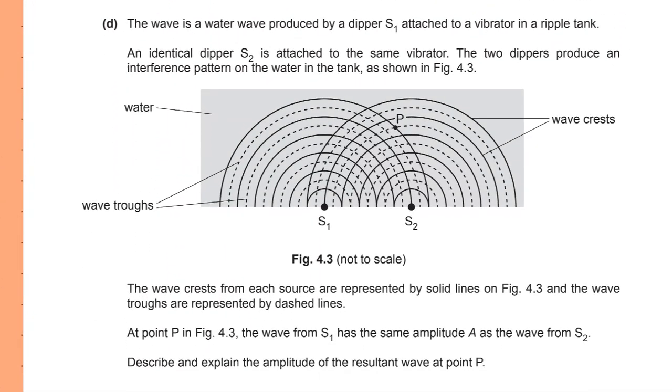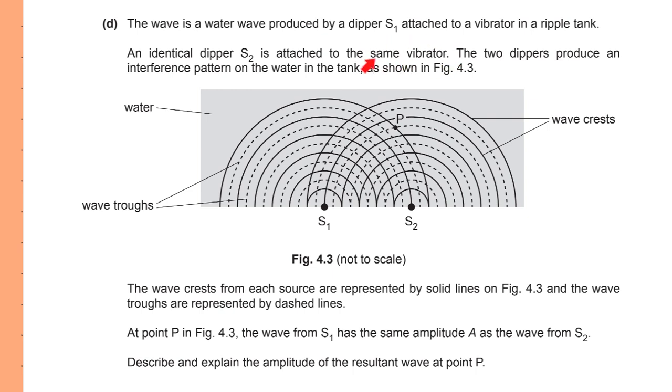Part D. The water wave is produced by a dipper S1 attached to a vibrator in a ripple tank. An identical dipper S2 is attached to the same vibrator. So this means that they both have the same frequency of vibration. The two dippers produce an interference pattern on the water in the tank as shown. Wave crests from each source are represented by solid lines on 4.3, and the wave troughs are represented by dashed lines.